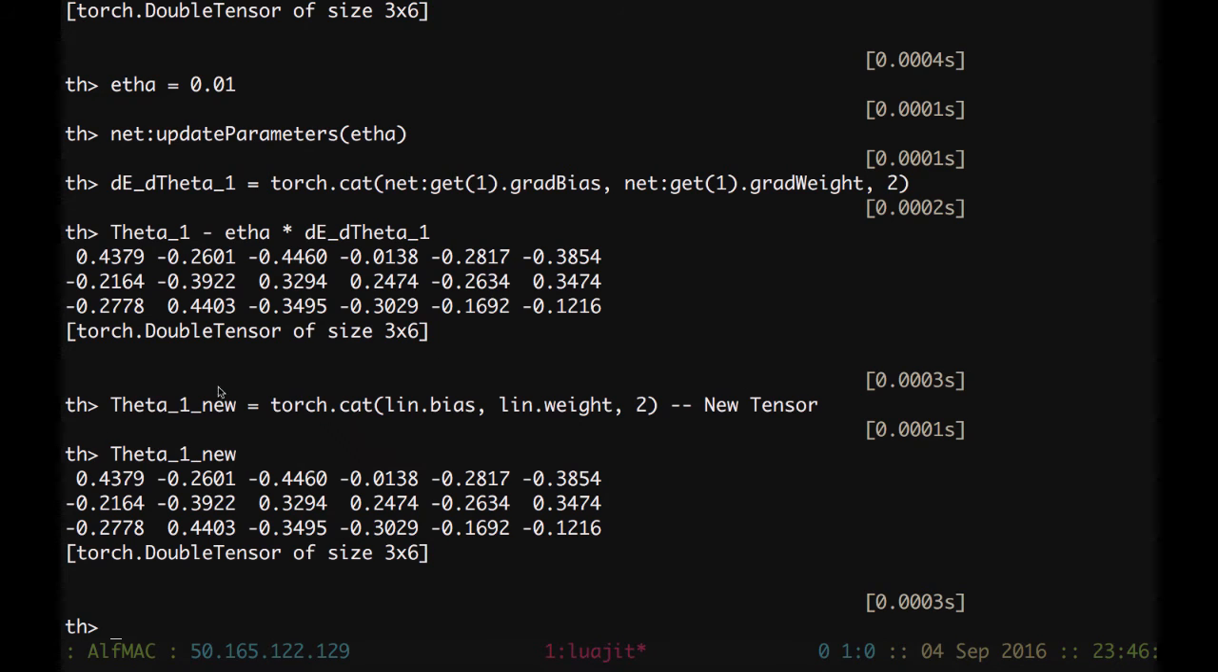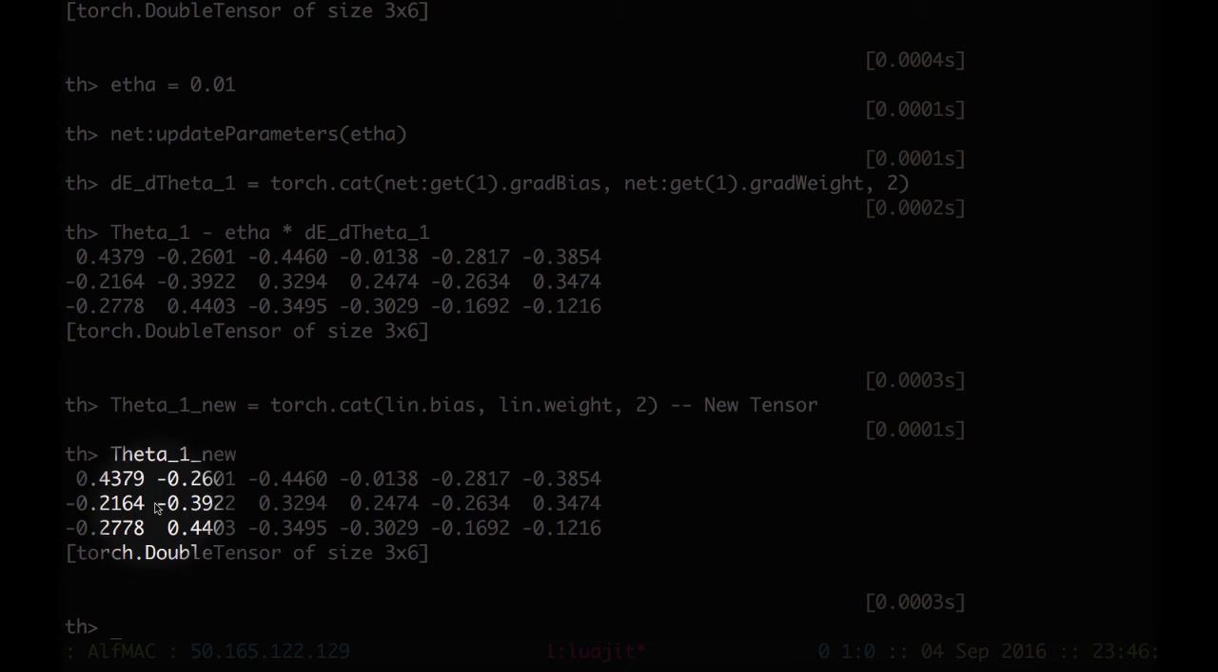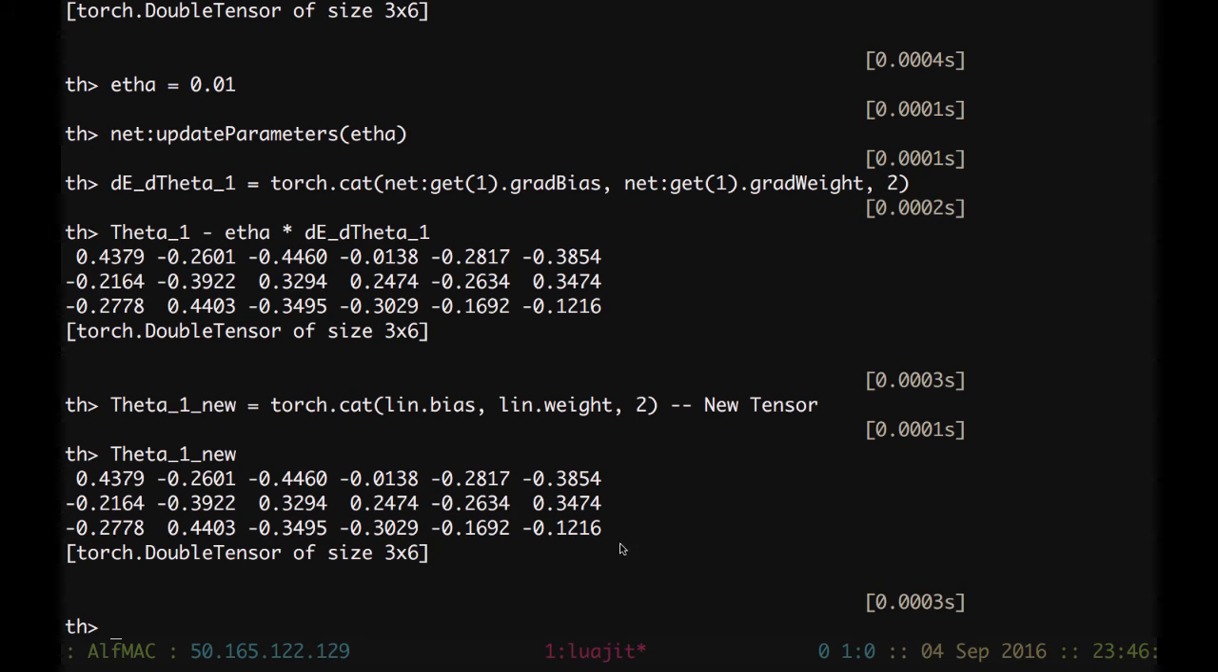So the new parameters, where here the first is the column relative to the bias, and here instead is the matrix, the new matrix theta 1. It's exactly what we expected. So this has actually been computed by Torch, because if we just check inside the internals of the linear module, linear.bias and linear.weight, we have them concatenated across the second dimension. So we have the first one here, linear bias, and then there is the matrix here, linear weight, which has been computed as the previous theta, the full matrix here, which includes the bias vector, minus eta to perform the gradient descent step, multiplied by the dE over dtheta 1.